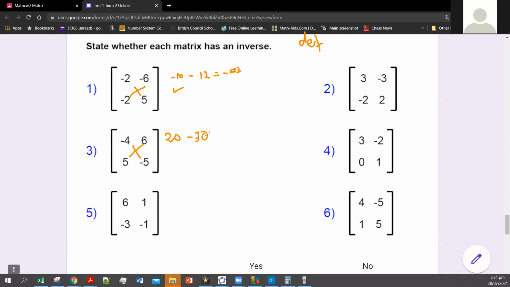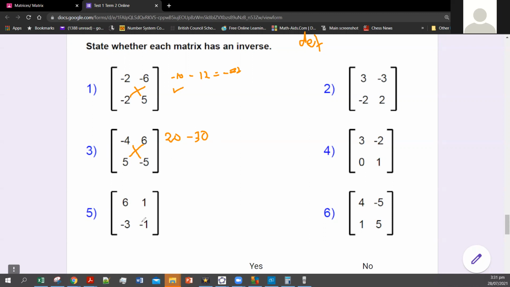And 20 and 30 are two different numbers, so they are not the same. So the only thing I need to check is if I multiply these two together, if the multiplication of the two together gives me the same answer, then there's a possible likelihood that it will be equal to 0. Or if they both give me a 0, then there's a possible likelihood that it will be equal to 0.